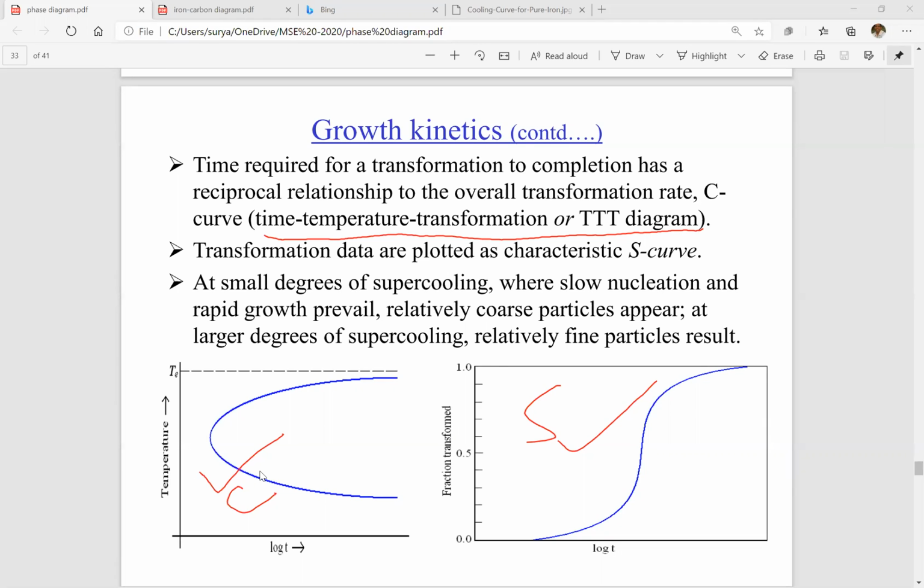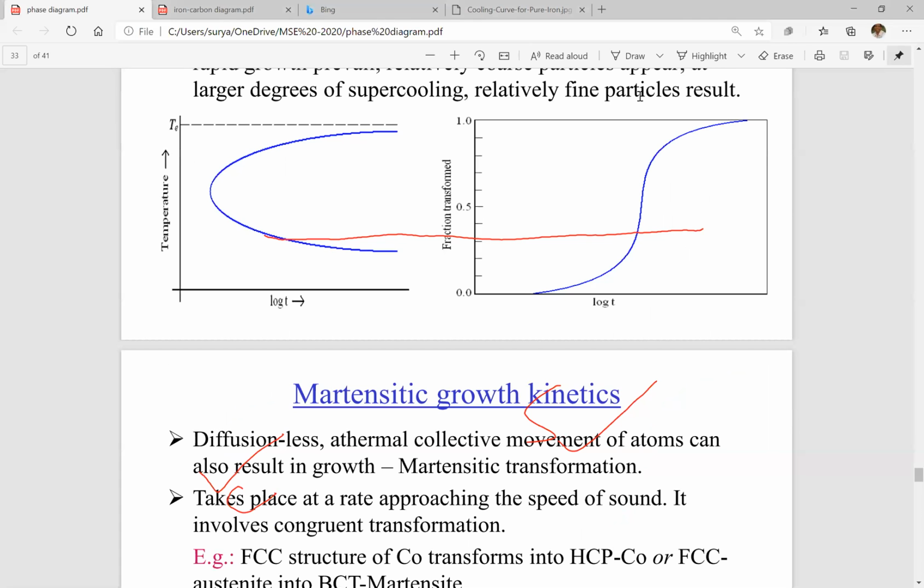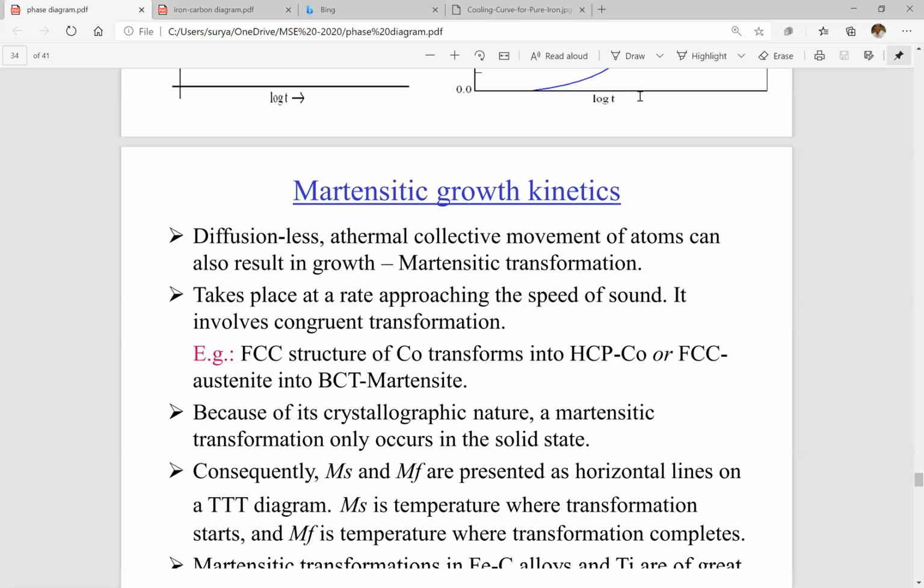The C curve goes through the time temperature transformation, which is called the TTT diagram. This is the most important diagram after the iron carbon equilibrium diagram. The TTT diagram is one of the most important diagrams in your material science, so we'll go through it in detail one by one. There is no need for the mechanistic growth kinetics now; we'll go through this in the TTT diagram. I think today we have no time again here.